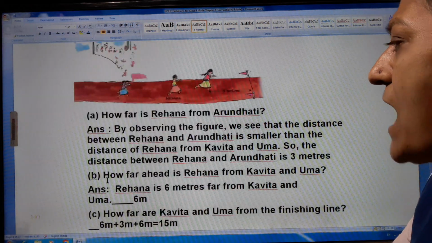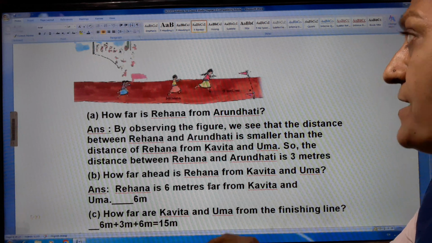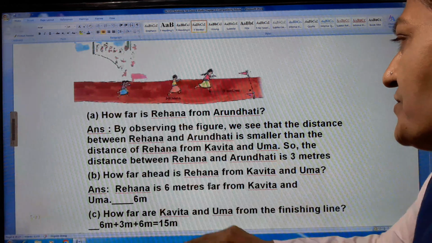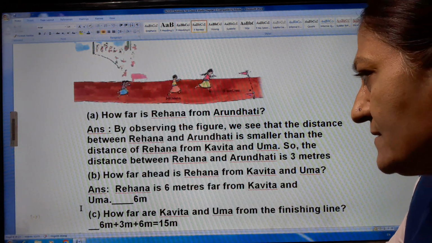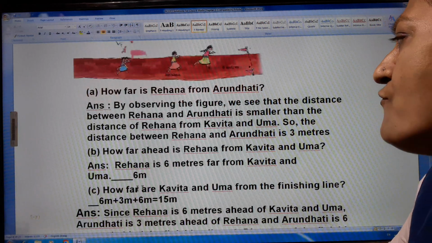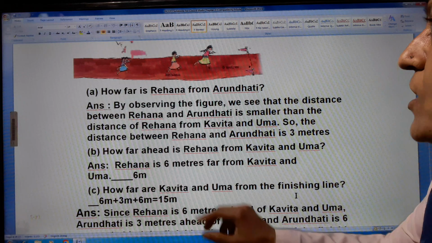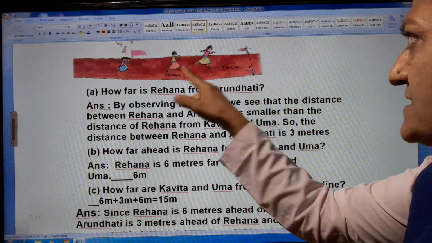Now second question, how far ahead is Rehana from Kavita and Uma? Now Rehana is 6 meter far from Kavita and Uma. So 6 meter is the answer. Third, how far are Kavita and Uma from the finishing line? Kavita and Uma from the finishing line, this much distance is there.